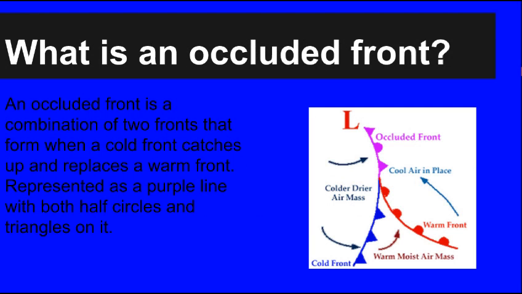An occluded front is a combination of two fronts that form when a cold front catches up and replaces a warm front. It's represented as a purple line with both half circles and triangles on it.